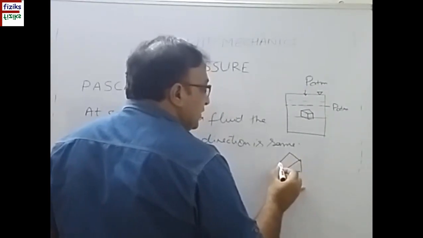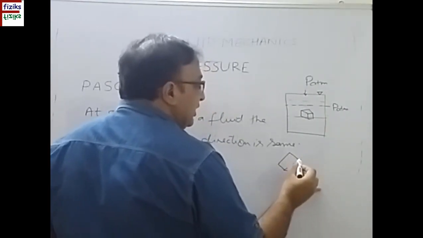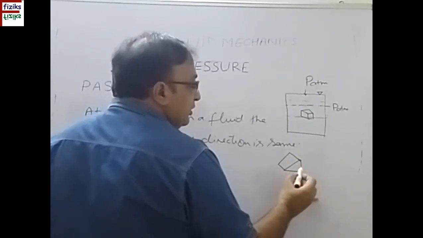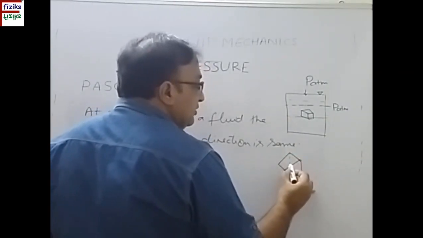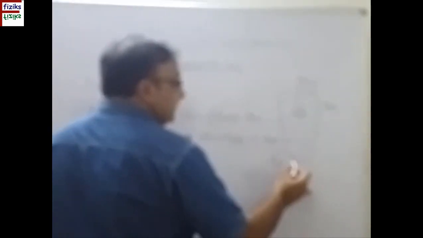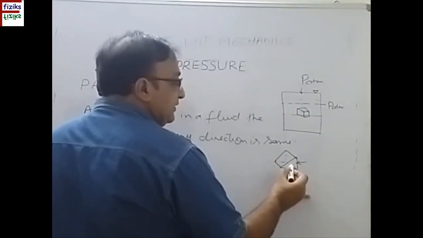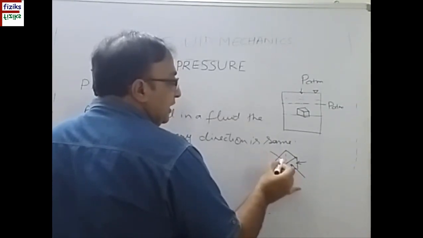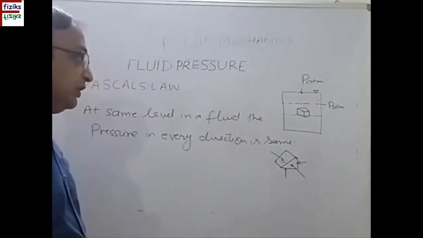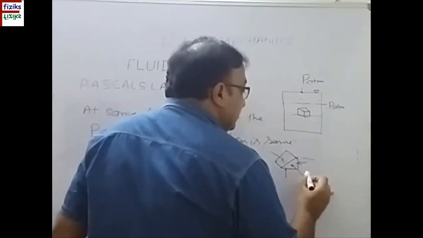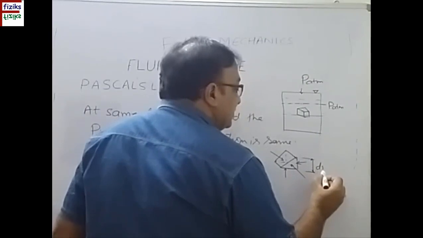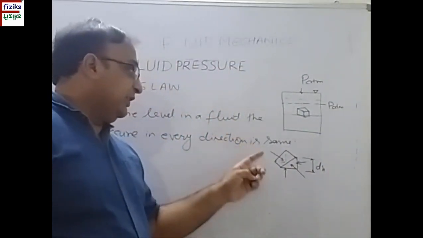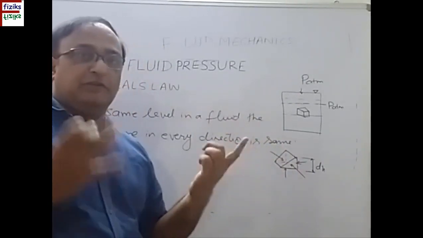I have taken this intentionally as an inclined element. Its thickness is very small, cross section area is very small, so we can show the pressure acting on this surface, normal to the surface, on this surface, normal to this, and all other surfaces normal pressure is shown, and on this surface this is the normal pressure. So if this thickness is very small, so this is dH with very small thickness, then according to this law, the pressure acting on all the surfaces will be same.